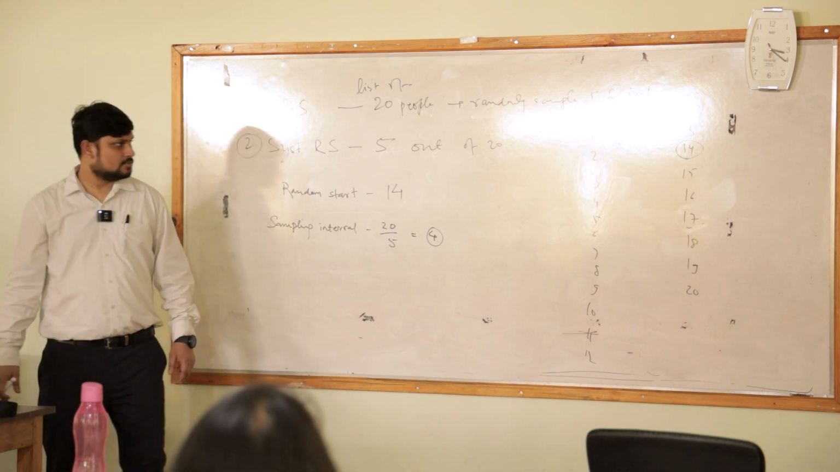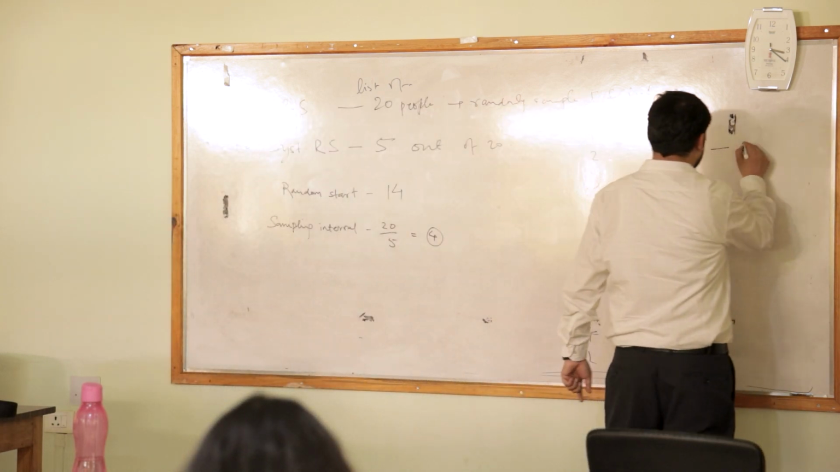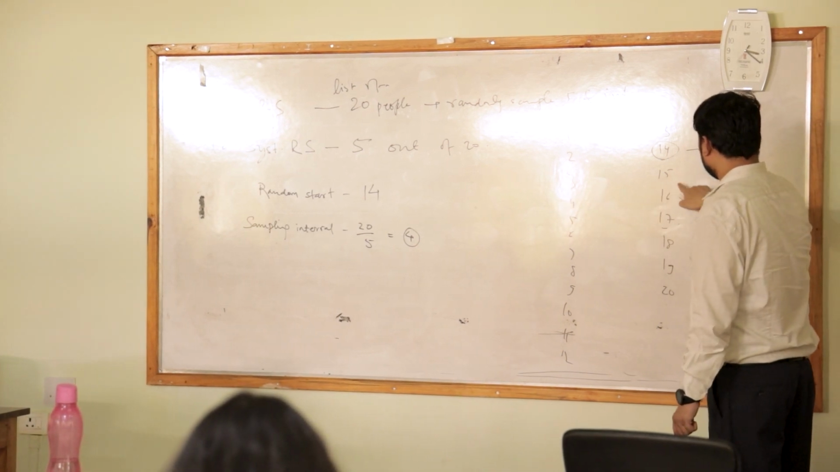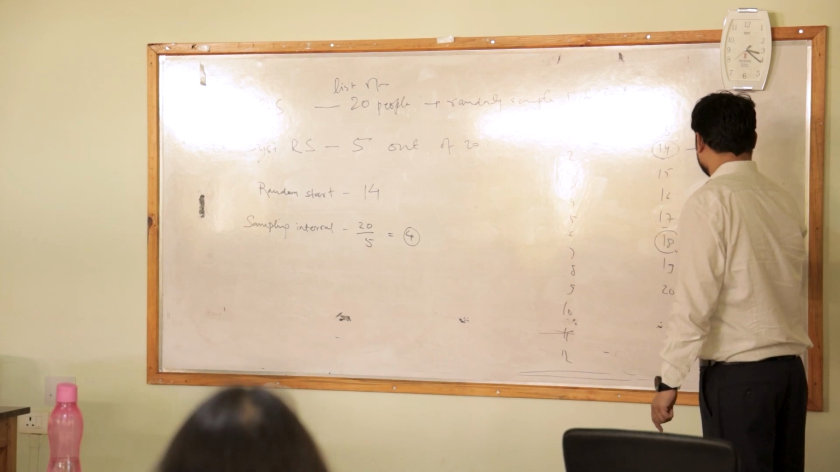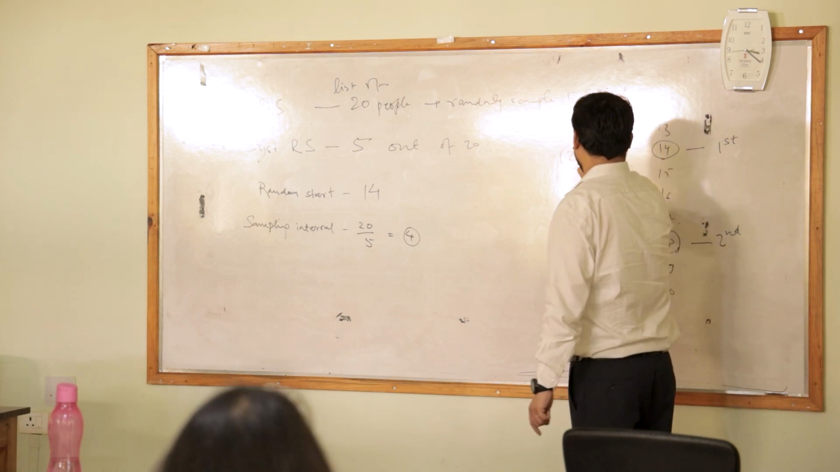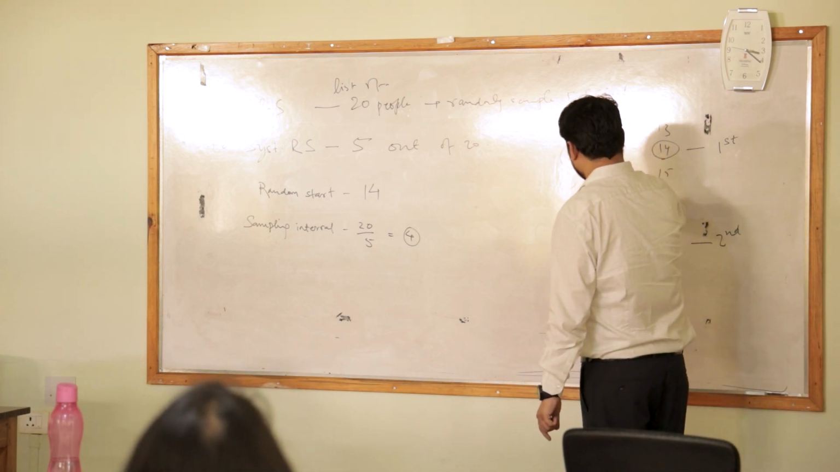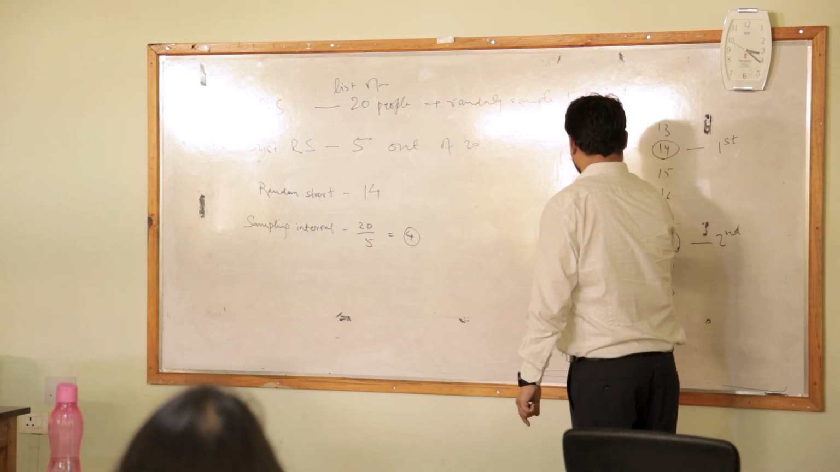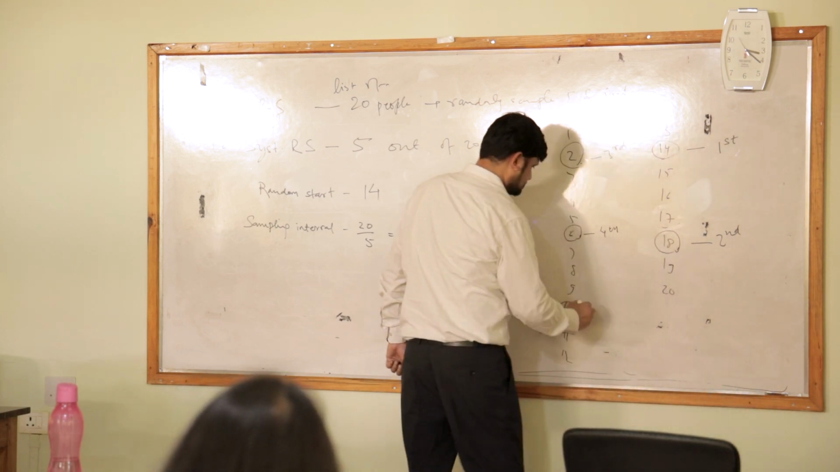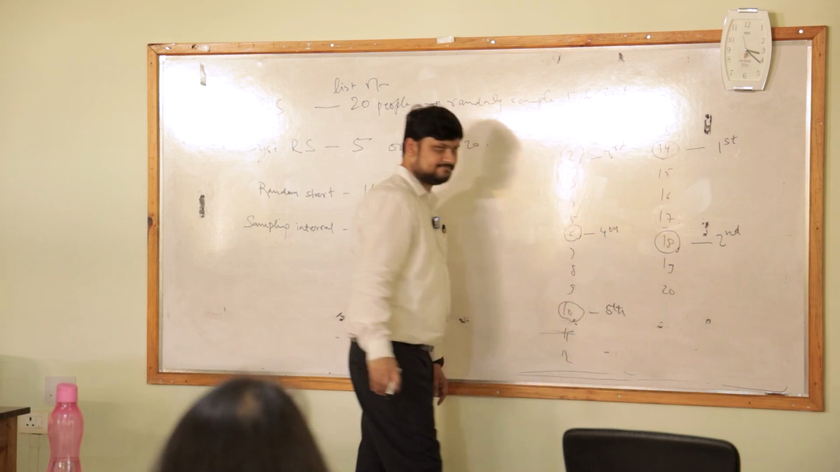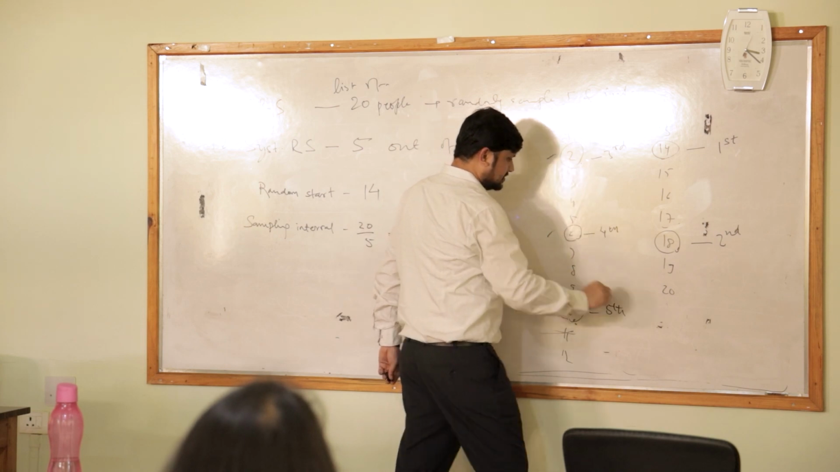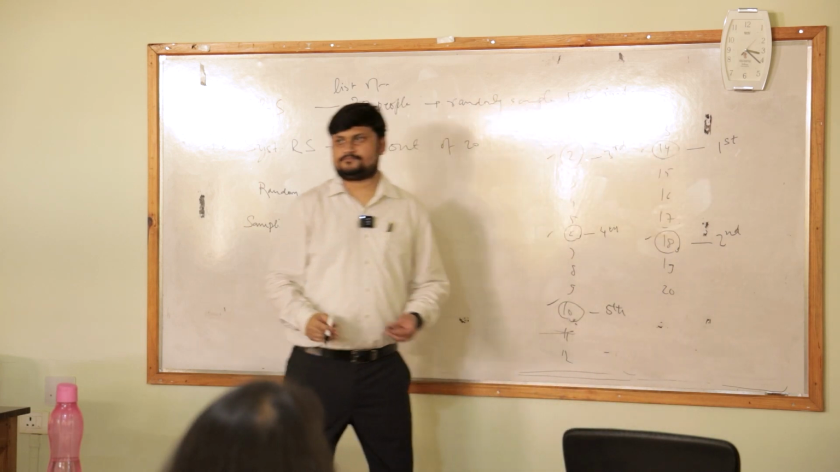What do we need to do? 14 was the first sample because it was a random start. Keep on adding 4 to it. 1, 2, 3, 4. This is the second sample. 1, 2, 3, 4. This is your third sample. 1, 2, 3, 4. This is your fourth sample. 1, 2, 3, 4. Fifth. So the respondents on these positions are the ones that you need to interview.